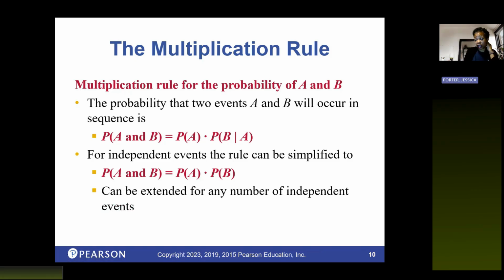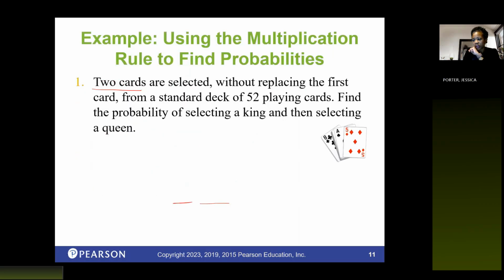And that can be extended for any number of independent events, just like when we saw the fundamental counting principle, how we could just multiply, multiply, multiply. Well, we can do the same thing with probability with independent events. All right, two cards are selected without replacement.